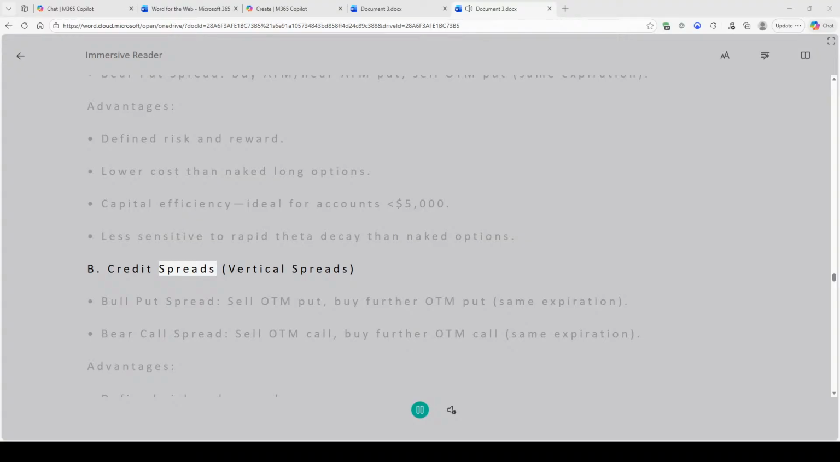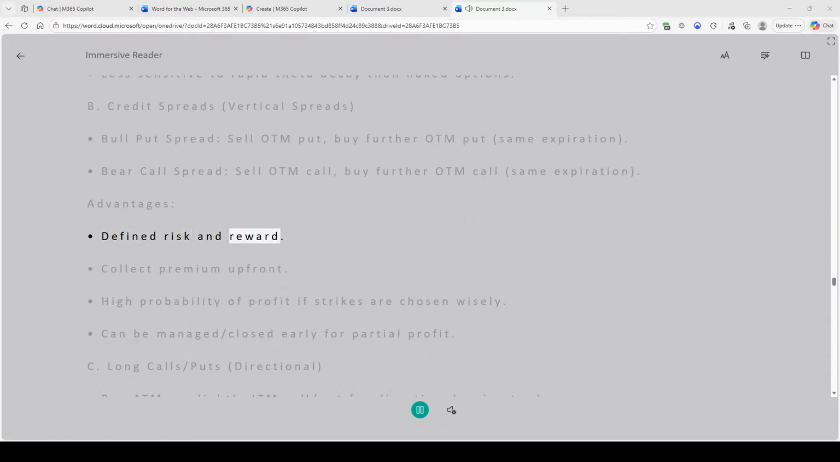B. Credit spreads, vertical spreads. Bull put spread, sell OTM put, buy further OTM put, same expiration. Bear call spread, sell OTM call, buy further OTM call, same expiration. Advantages. Defined risk and reward. Collect premium upfront. High probability of profit if strikes are chosen wisely. Can be managed/closed early for partial profit.